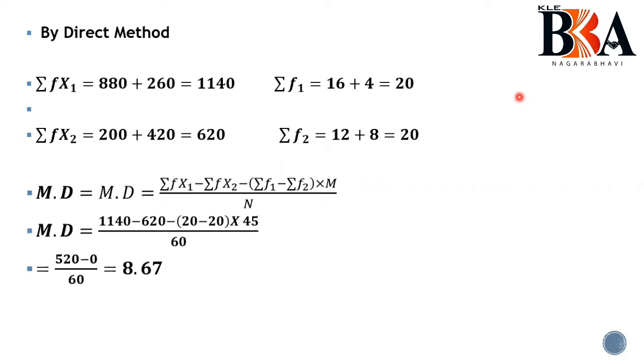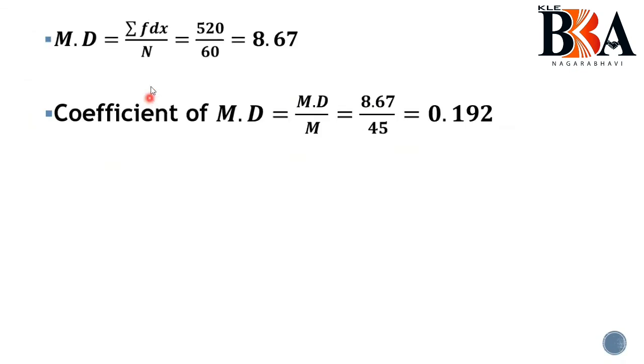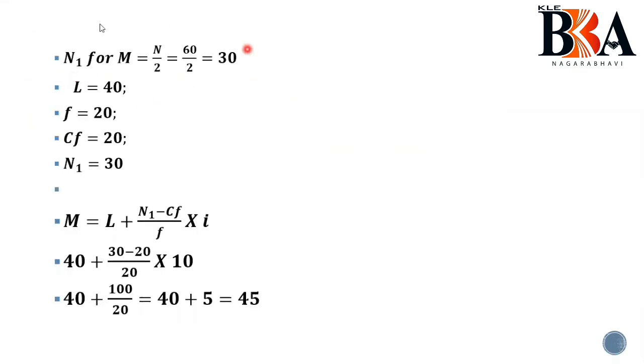For the direct method, we need the values of summation of fx1, summation of fx2, summation of f1, summation of f2. To find this, first you need to get the median value, n divided by 2, you get 30, right? Now you look into the problem.